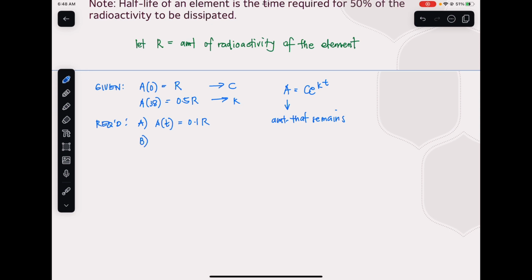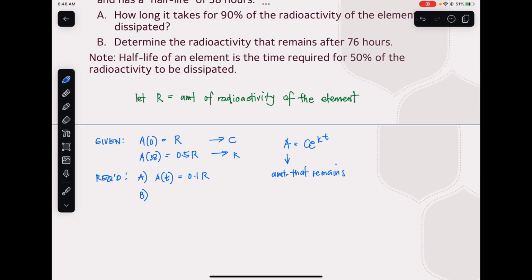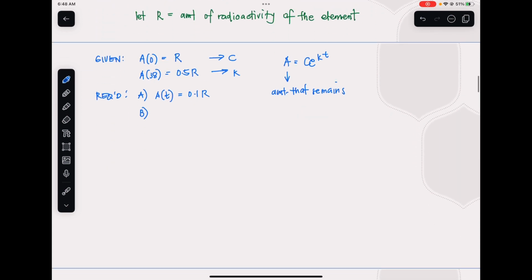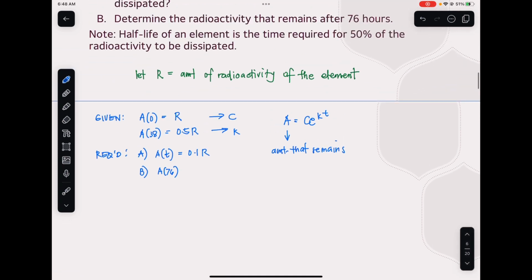Next, determine the radioactivity that remains after 76 hours, which is 2 times 38, right? So after 76 hours, how much of the radioactivity remains?